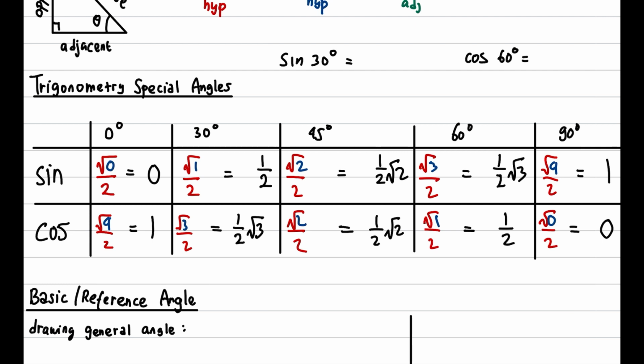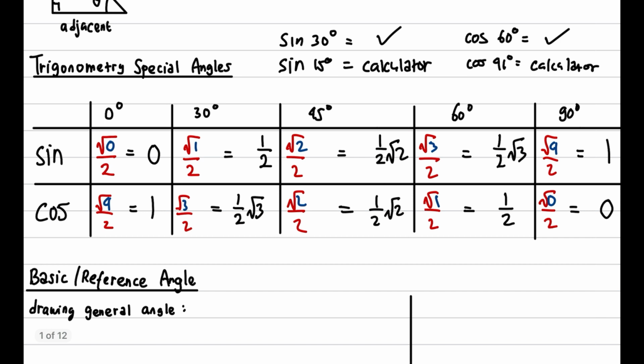What if you want to calculate a trigonometry value for an angle that is not special, for example sine 15 or cosine 41? For this one, I suggest you use a calculator. Well, we can use a calculator as well to find sine 30 and cos 60, but it will be useful in the future if you memorize it. So this is how you calculate the trigonometry special angles.